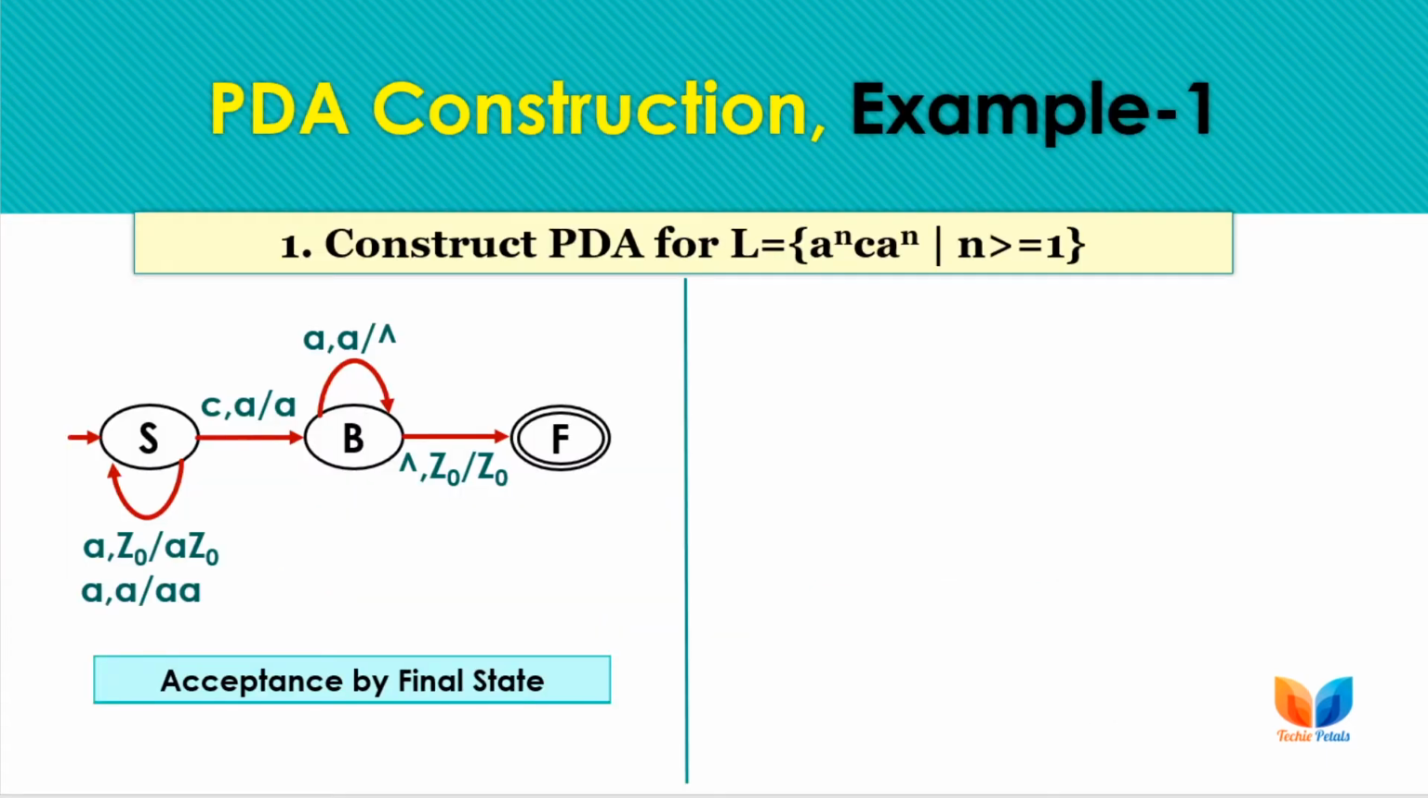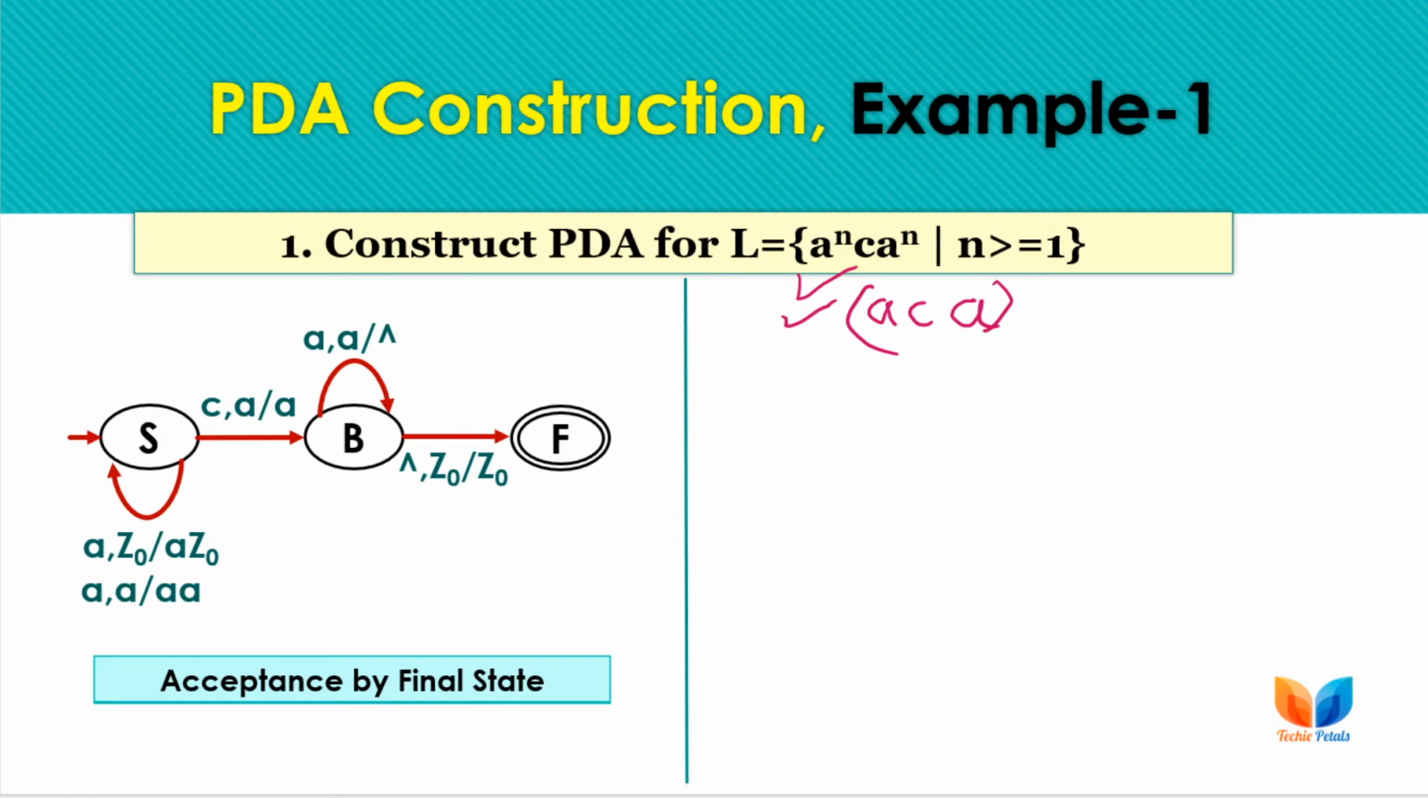We have the language a raised to power n, c, a raised to power n, where the minimum string accepted is a, c and a. We will be describing all the tuples of the PDA for this particular language, and also covering the IDs, or instantaneous descriptions, for this string, that is, how we can show the acceptance of this string by this PDA. We will cover all those topics here.